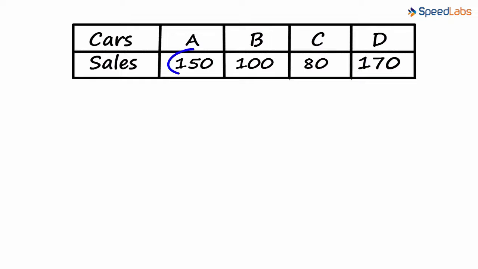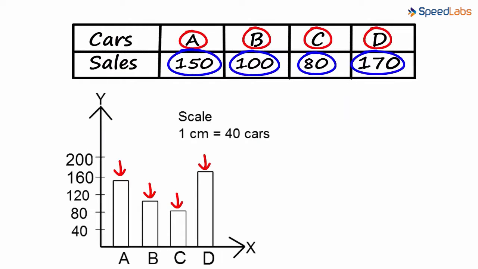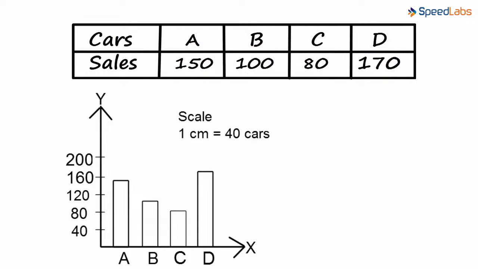So in that month, 150 type A cars were sold, 100 type B cars, 80 type C cars, and 170 type D cars were sold. First, let us see how the bar graph for this data would look. 4 bars to represent the sales of 4 types of cars. An appropriate scale of 1 centimeter equal to 40 cars was chosen. We can see that car D was the best-selling model in that month, and lesser numbers of car C were sold. But is there any other way in which we can represent this data?